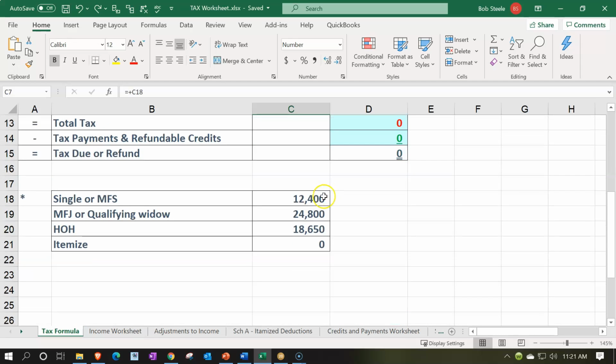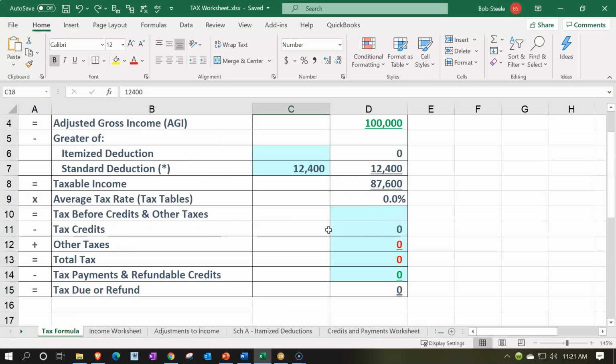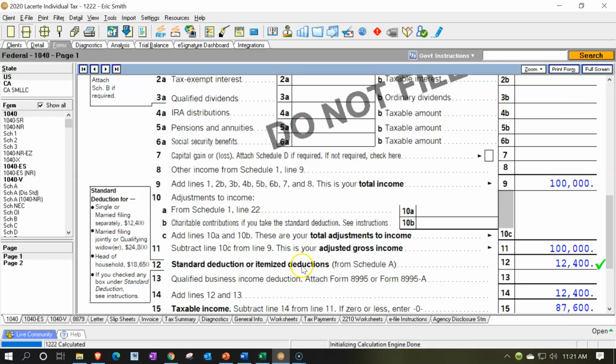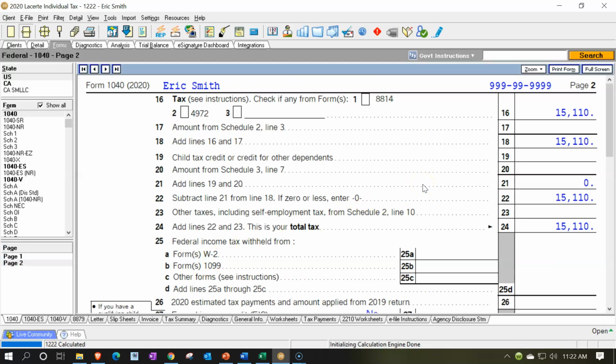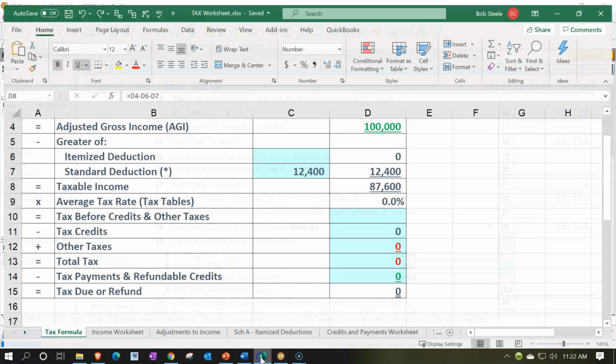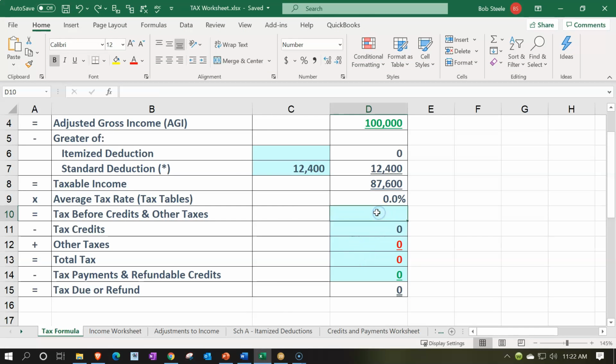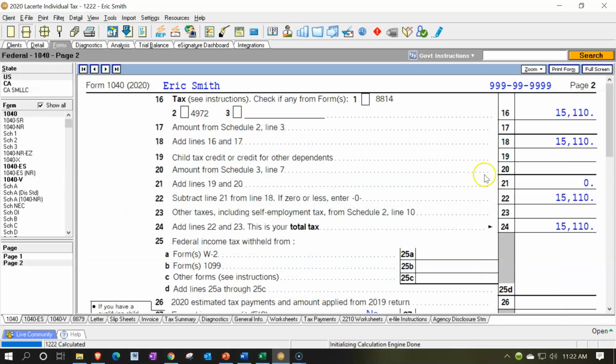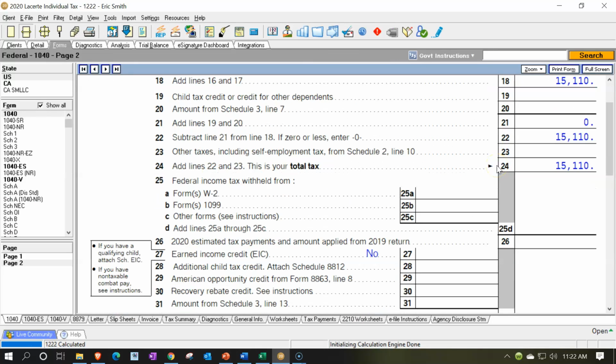We're just taking the standard deduction. Standard deductions are being taken down below where we have that same kind of table. So this is pulling the 12,400 for single. That should get us down to the taxable income of 87,600. So that is that. I'll put a check mark by that. Then we're going to go to page 2, tax calculation, 15,110. So tax calculation over here, 15,110. So back on over, 15,110, and that's going to be our calculation.